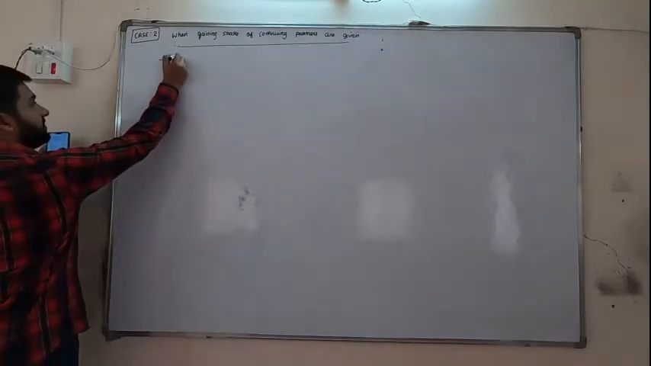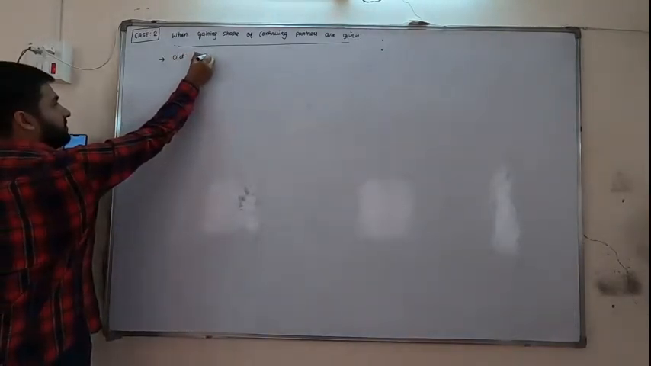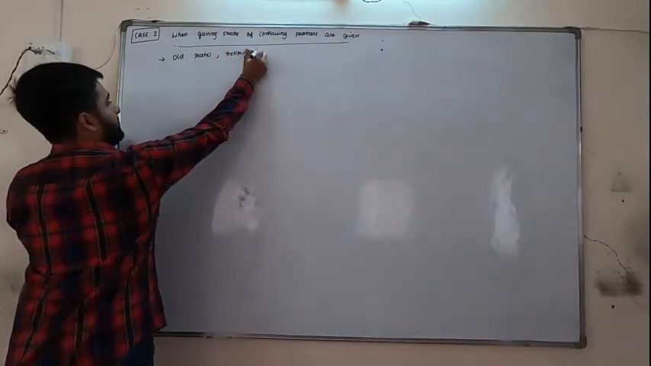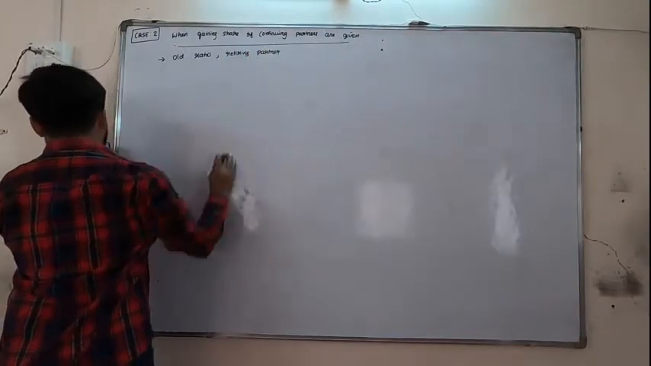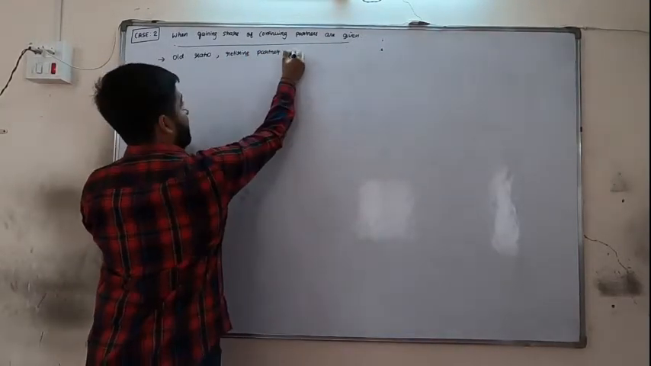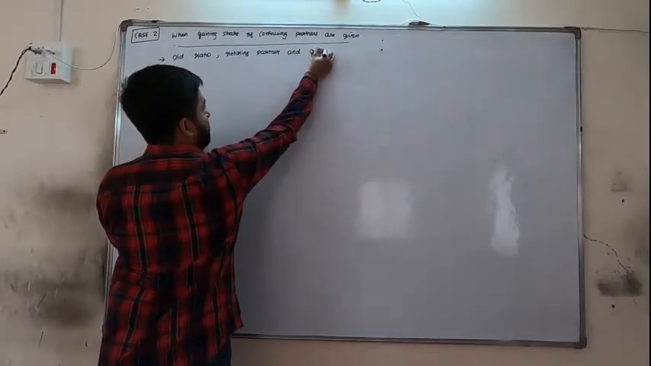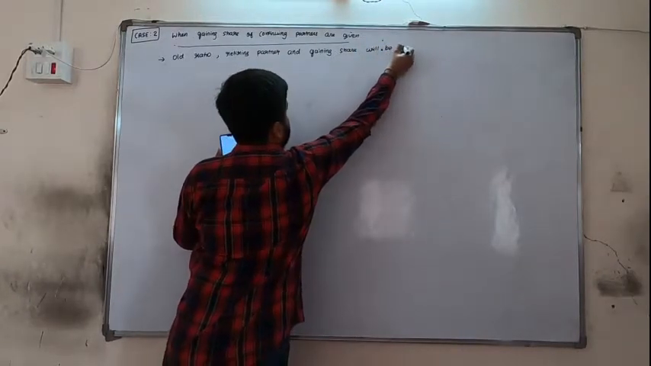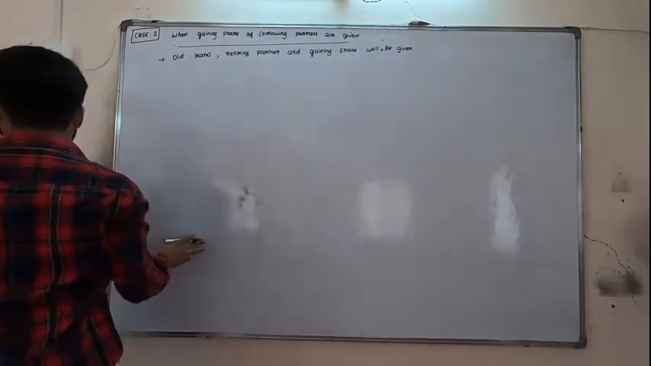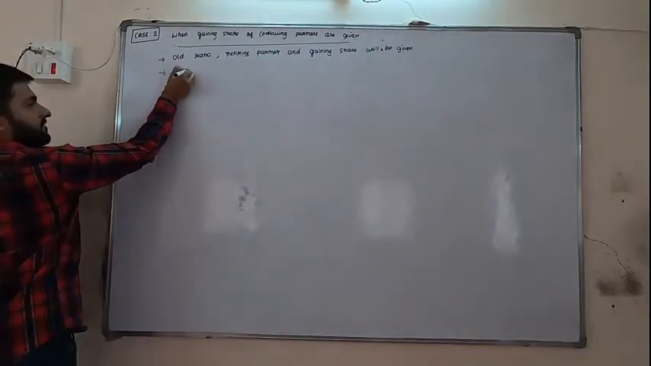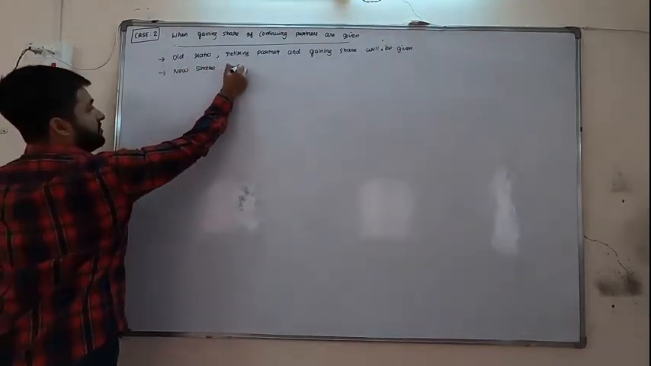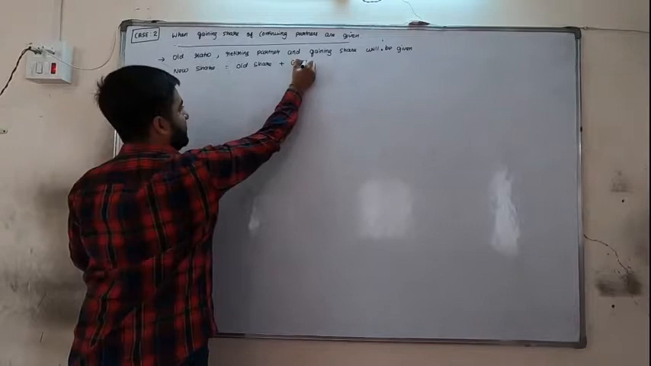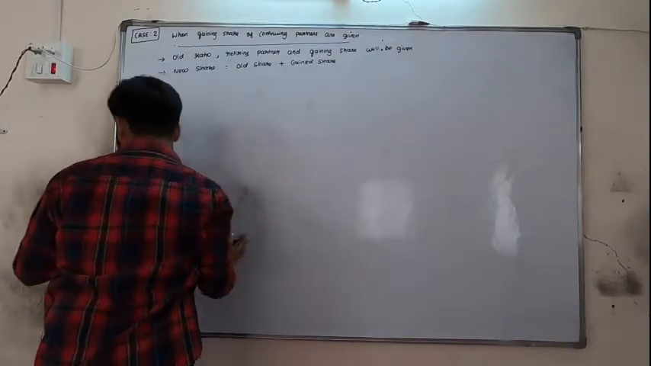Okay, so we are writing about it. What will be given in the sum? Old ratio, comma, retiring partner and gaining share will be given. So we will find new share. There new share was old share minus sacrifice. Here new share will be old share plus gained share, or you can write gain also.